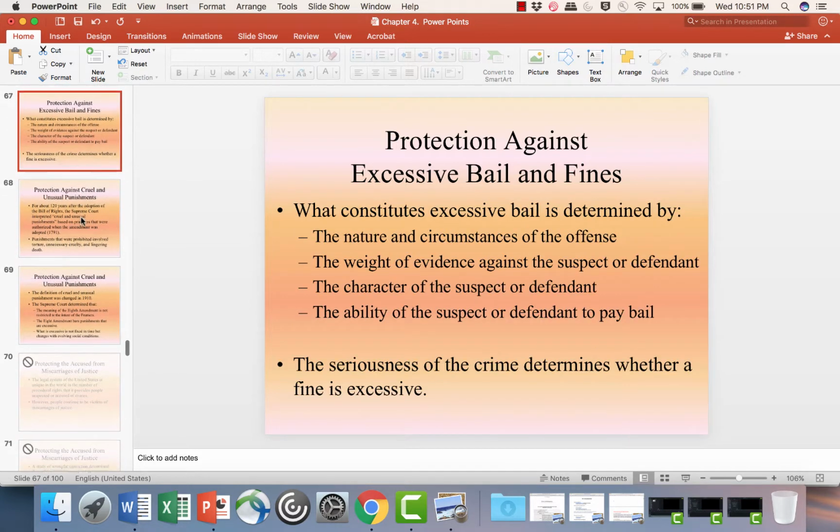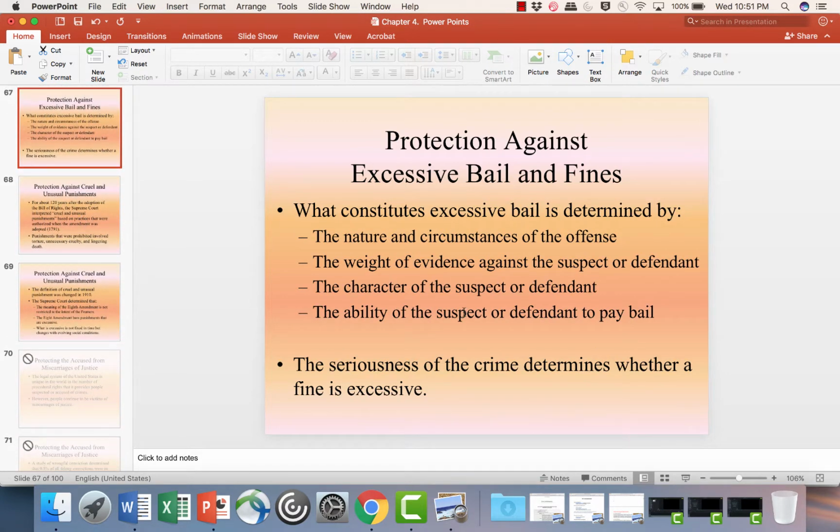So the protection against excessive bail and fines considers the nature and circumstances of the offense. So if somebody else in a similar situation, what would they have gotten? The weight of the evidence, what would happen to them? The character of the suspect, what would have happened to a reasonable person in another place or another time? And then the ability of the suspect or defendant to pay bail.